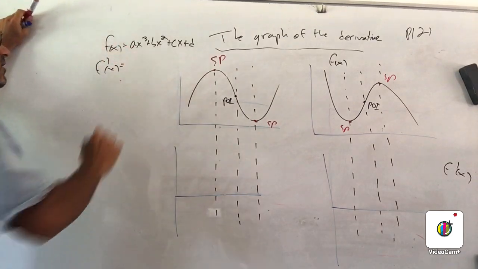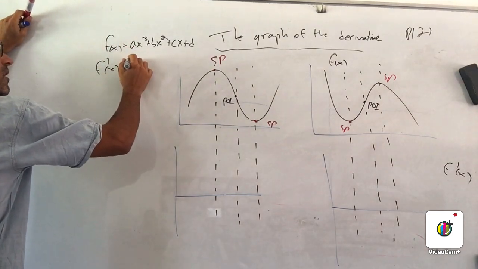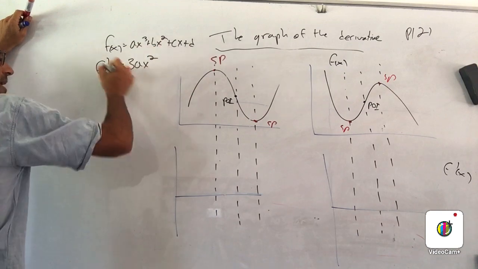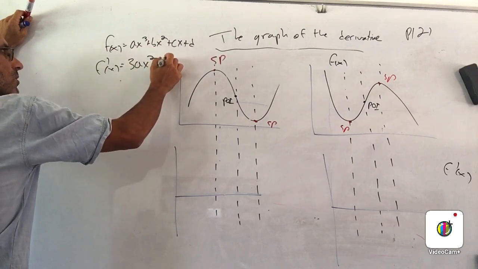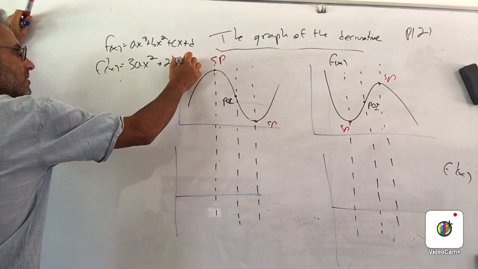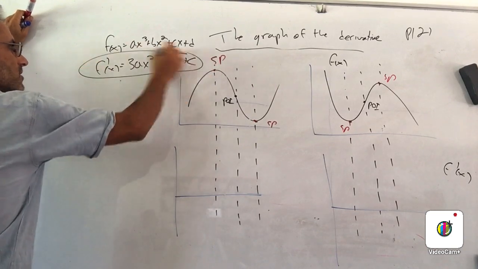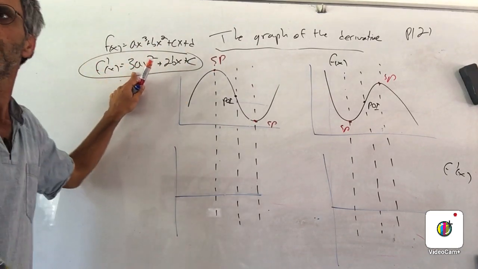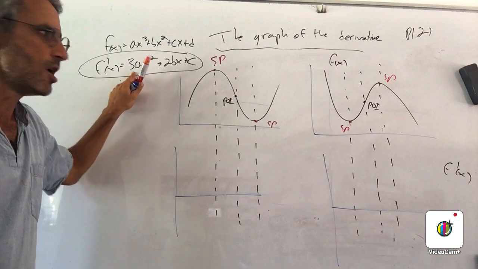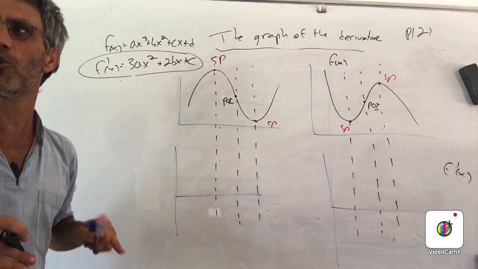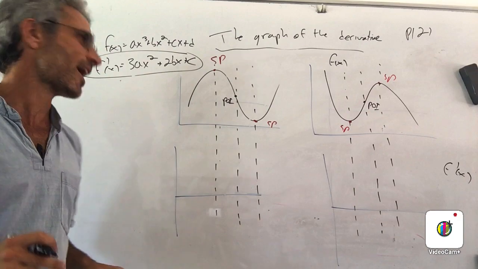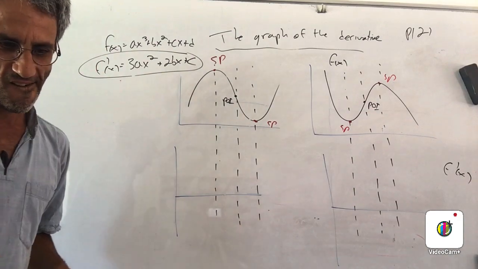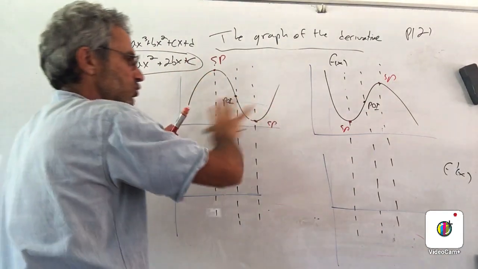So let's do the derivative of that. What would that be? 3ax squared plus 2bx plus c. Well, yes, you know, that's a quadratic function. So, of course, it's going to be a parabola. But the question, what kind of parabola? Is it going to be a smiley face or a sad face? Okay? So, obviously, there are two situations.